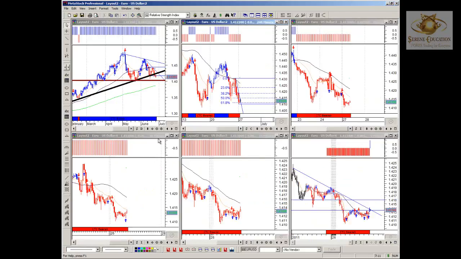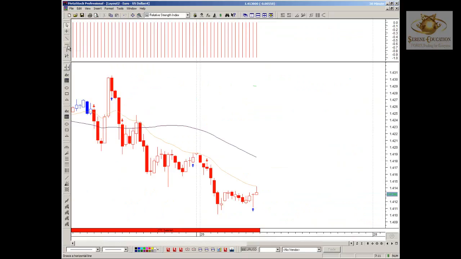So you can see on our small time frames a bit of consolidation after the break lower, and as I mentioned, 1410 will ideally be the low.